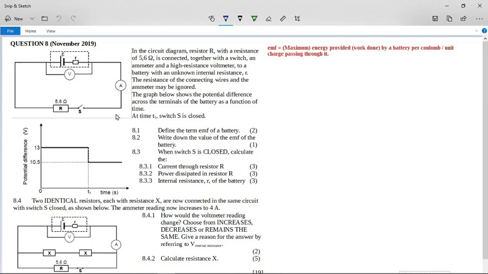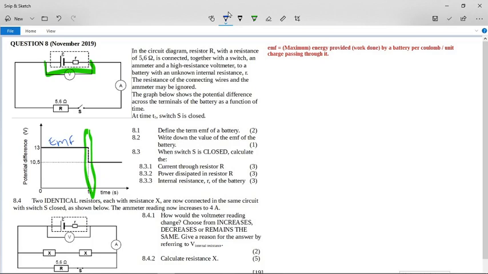The graph below, here's the graph over here, shows the potential difference across the terminals of the battery as a function of time. At time t1, switch S is closed. So you can see, here is where the switch is closed over here. Okay, so before the switch is closed, can you see the voltmeter here? Before the switch is closed, the circuit is open, so the only thing the voltmeter can be reading is the EMF of the battery. So this value here, 13, is the EMF of the battery.